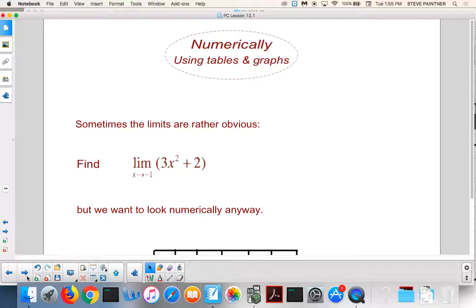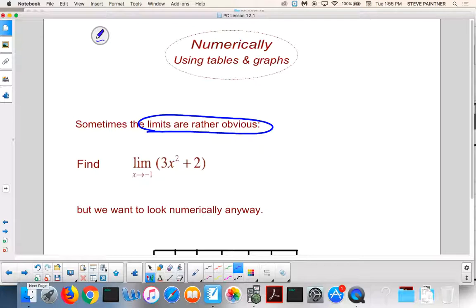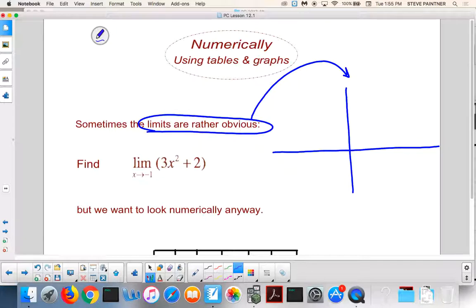This next one says sometimes the limits are rather obvious. I don't know. Are they really that obvious to you or not? Yes or no? I turned off the lights because I just felt like you weren't seeing it well enough. Help me. Why would it be rather obvious? Because it's only one function. Ooh, you're so close when you say that.